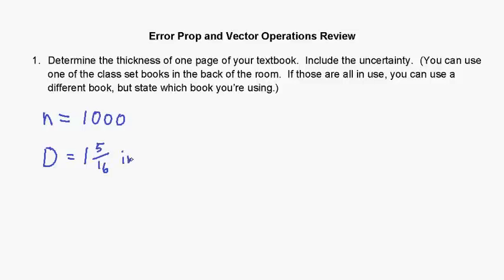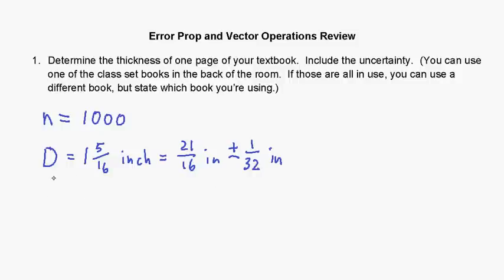So capital D is 1 5/16 inches, so that's 21/16 inches. And the uncertainty in that: this tape measure is marked in sixteenths of an inch, so I'm going to go with 1/2 of that as my uncertainty, plus or minus 1/32 of an inch. I'll do all this and I'll convert to metric and see what we have.